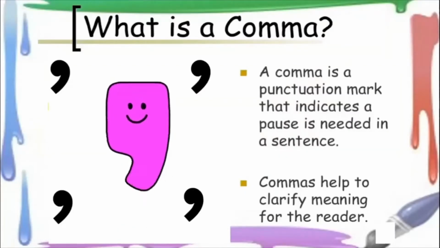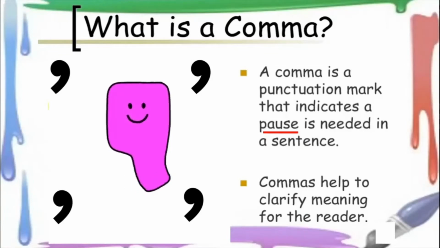Now come to the second punctuation mark, a comma. So what is a comma? A comma is a punctuation mark which indicates a pause. So we looked at full stop, which indicates a stop. Now a comma is a pause. So you have not completed your sentence. You have not finished saying what you want to say. You have just halted it for a second. Commas help to clarify meaning for the reader. So when there is a comma, you understand better about what the sentence wants to tell you. And this is the symbol for a comma.